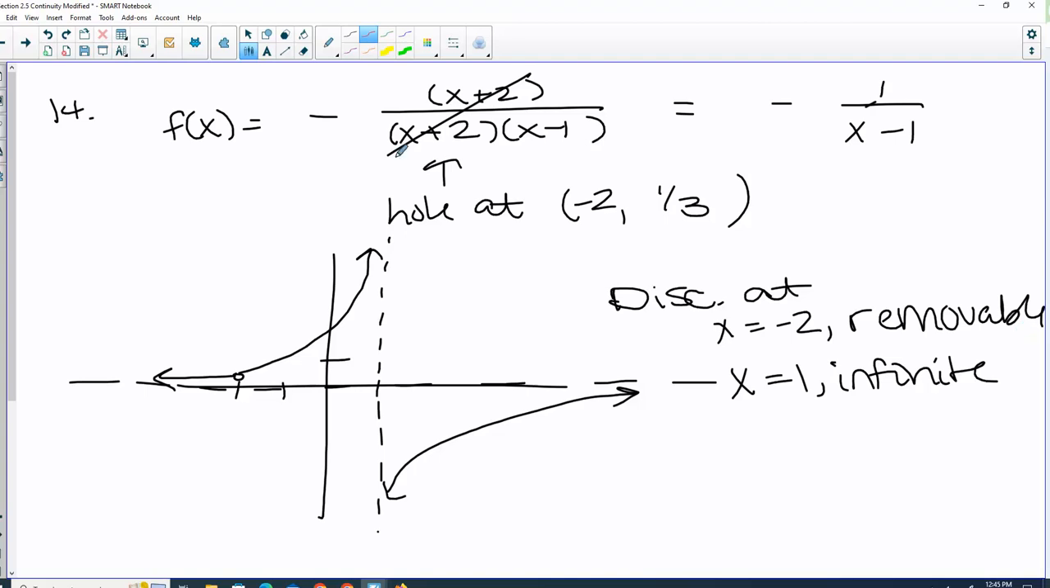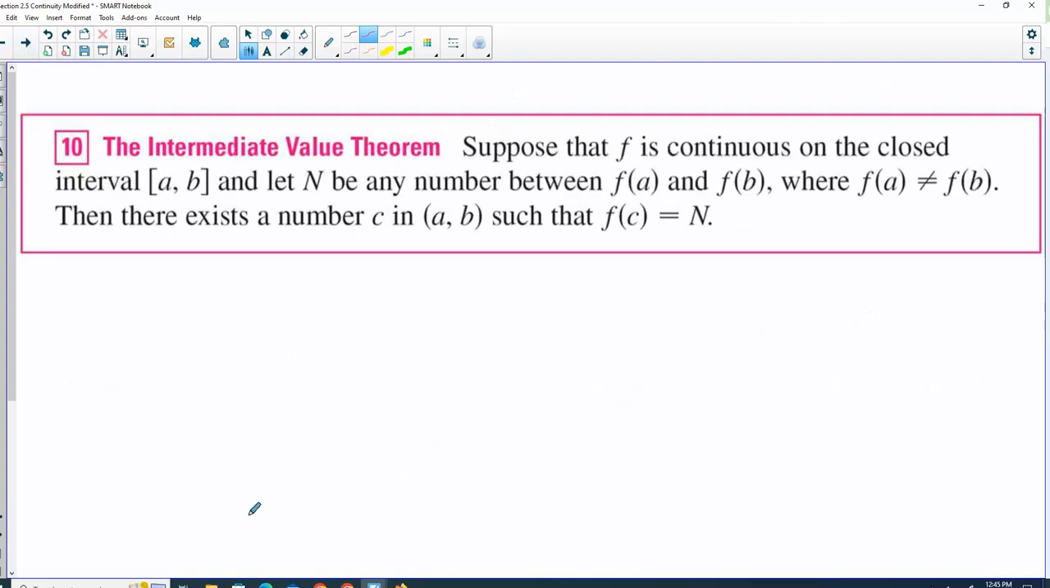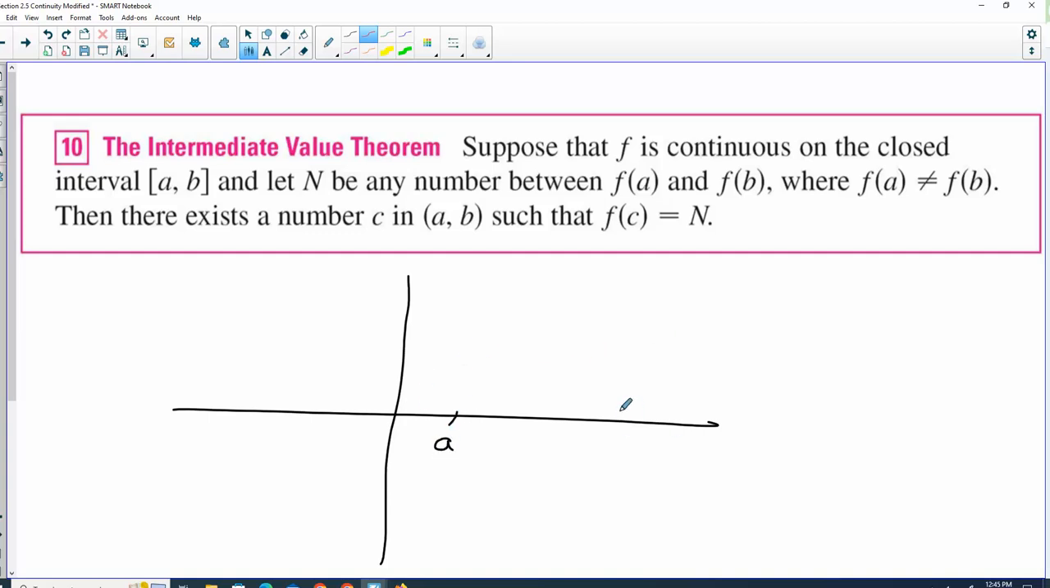All right. Last thing we need to cover, intermediate value theorem. We mentioned this in algebra, and it is very helpful. It tells us if you have a continuous function. What does it mean if it's continuous? You don't pick up your pencil. And we have like 2 x's, a and b.